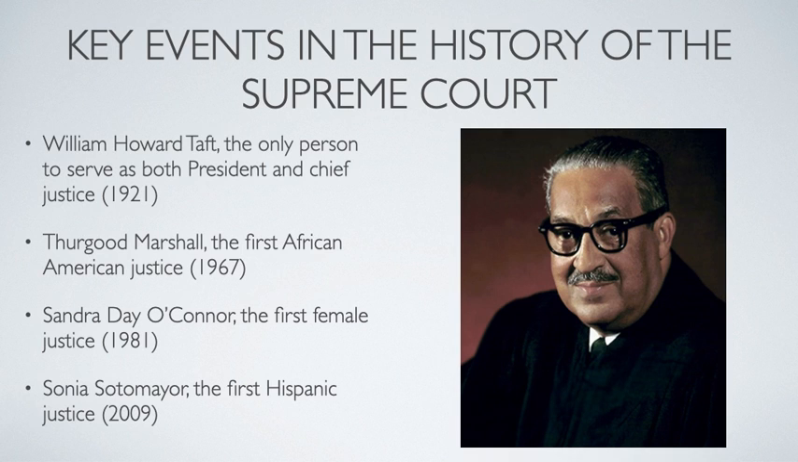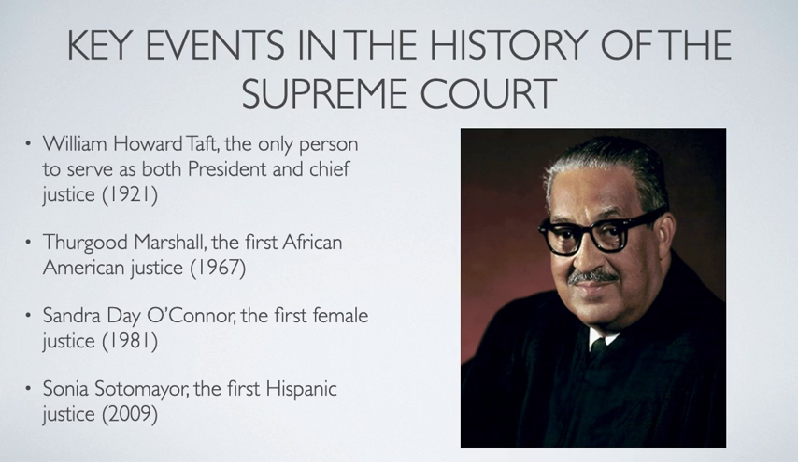Key events in the history of the Supreme Court. 1921, William Howard Taft, who had been President of the United States from 1908 to 1912, will become the Chief Justice of the Supreme Court, which was a big deal for him. It had been a lifelong ambition of his, and so he's appointed by Warren G. Harding. He's the only president to serve as Chief Justice.